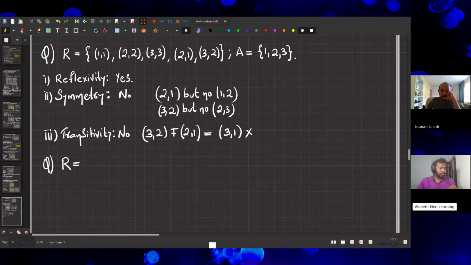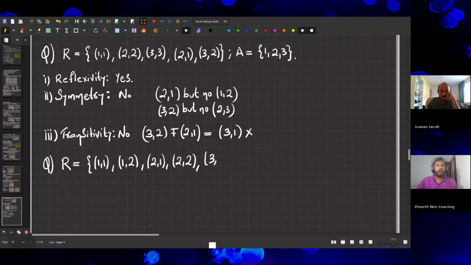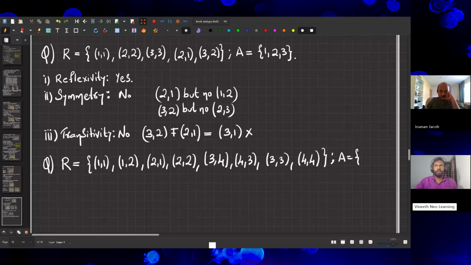It is also a simple example like this: (1,1), (1,2), (2,1), (2,2), then (3,4), (4,3), then (3,3) and (4,4), defined on A equals {1, 2, 3, 4}.